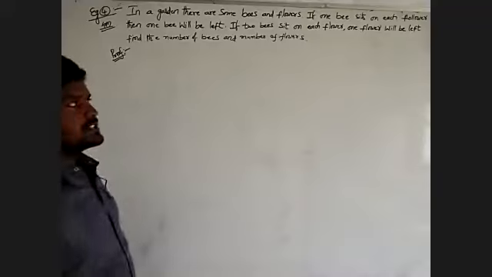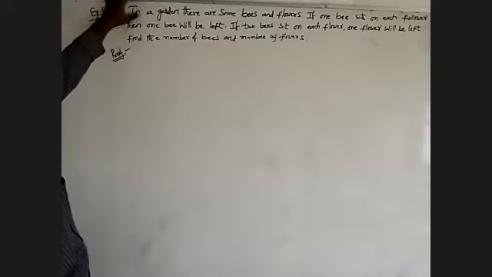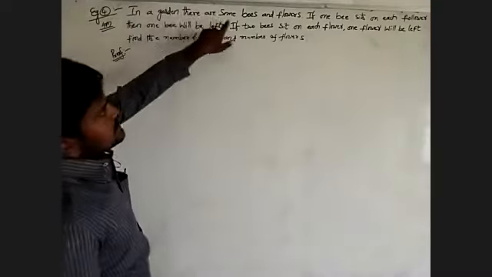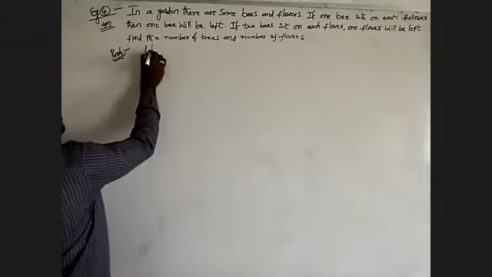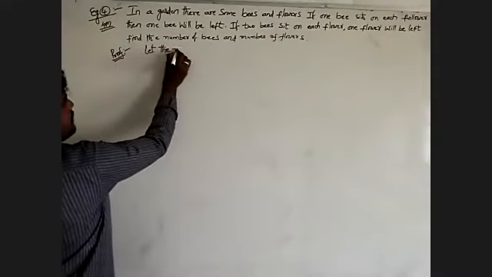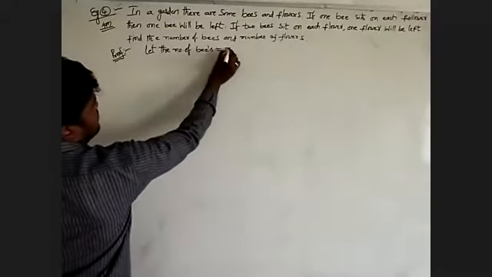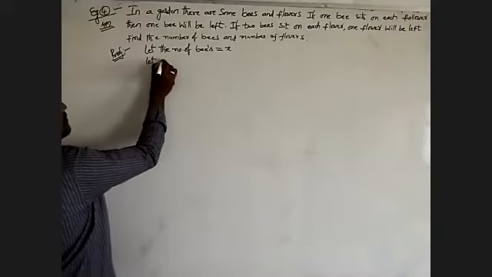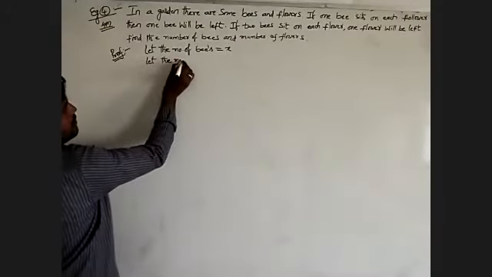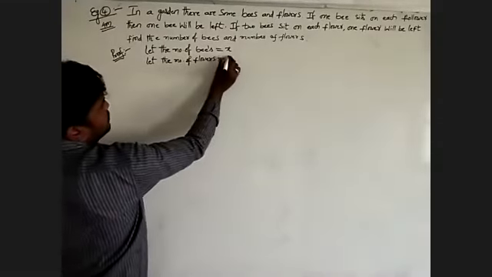Present students, this is most important, 4 marks. What is given in this problem? In a garden, there are some bees and some flowers. Let the number of bees be x, and let the number of flowers be y.